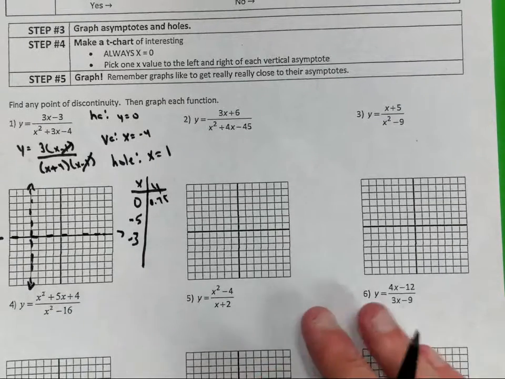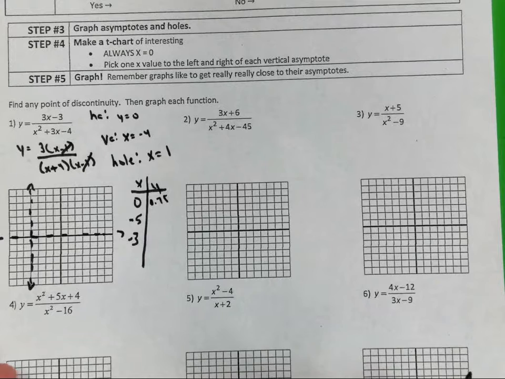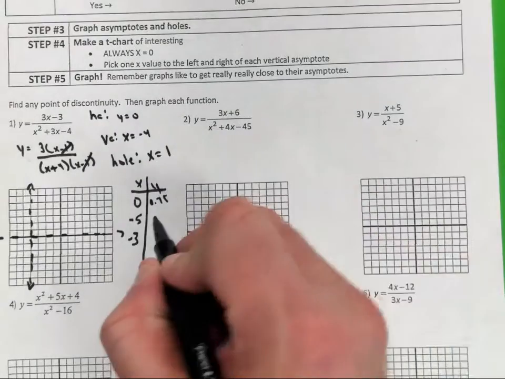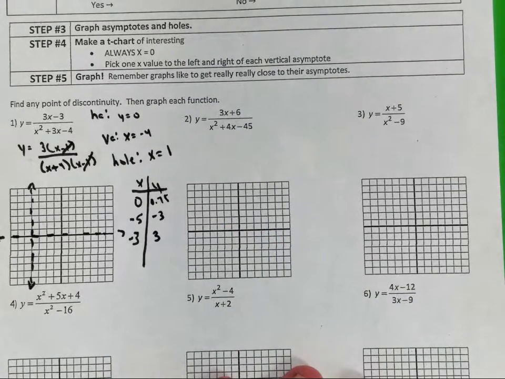Because if you're plugging 0 in, that's 0, 0, 0. -3 divided by -4 is 3/4 or 0.75. Now, if you're having trouble plugging in, ask your group members for help. But you should get -5 is -3, and -3 is 3. And 0 is 0.75.